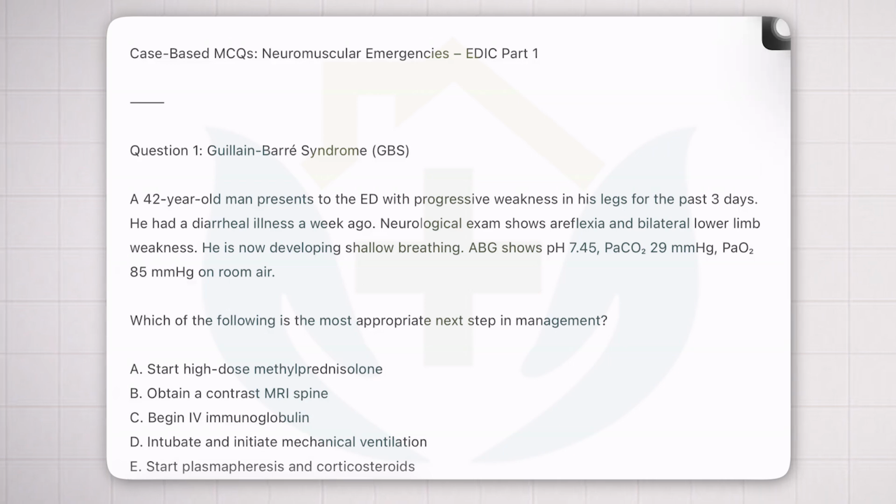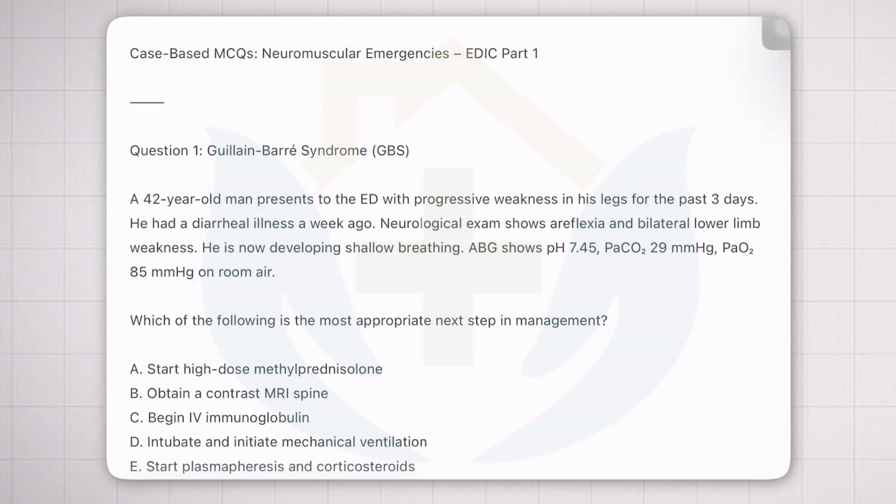A 42-year-old man presents to the emergency department with progressive weakness in his legs for the past 3 weeks. He has a history of diarrheal illness 1 week back. Neurological examination shows areflexia and bilateral lower limb weakness. He's now developing shallow breathing. ABG shows a normal pH with CO2 of 29 and oxygen of 85 on room air.